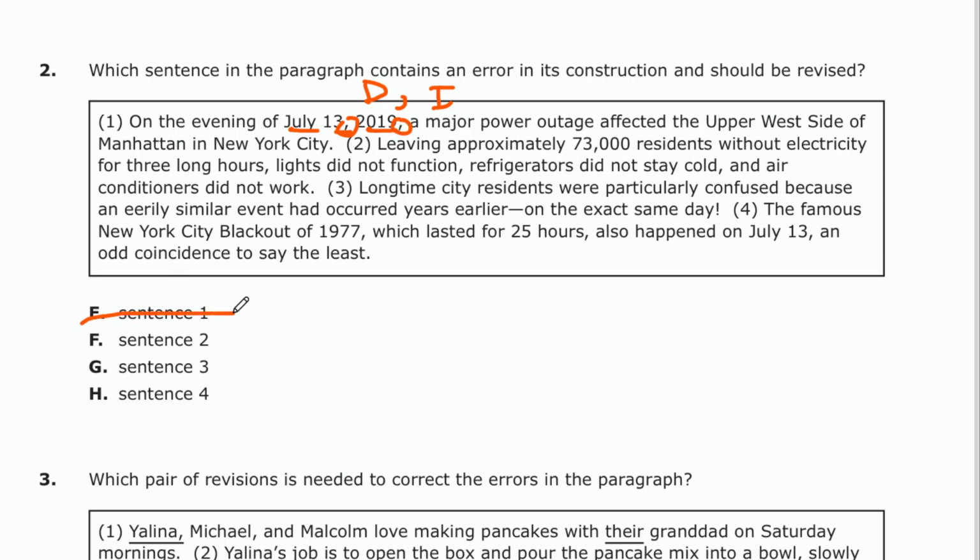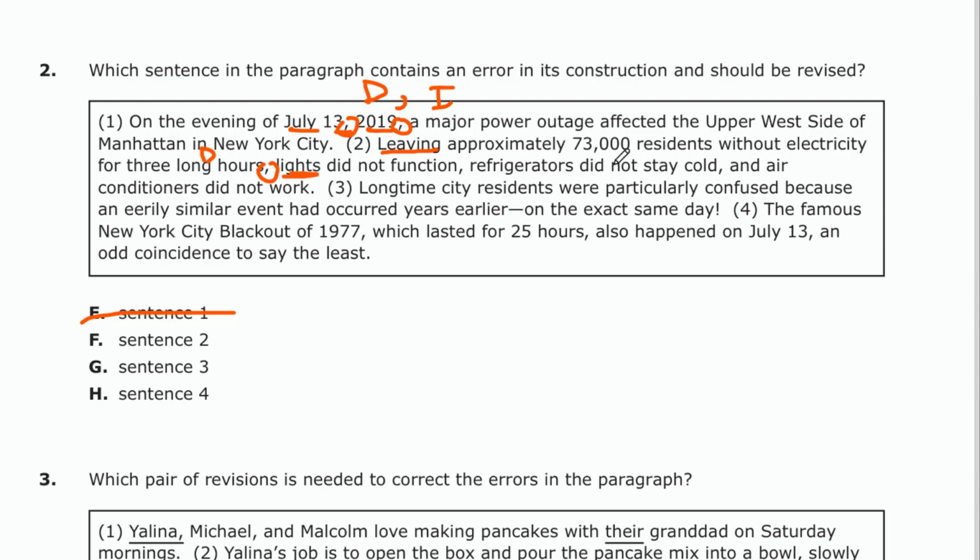Sentence 1 looks good. Number 2, leaving approximately 73,000 residents without electricity for 3 hours, lights did not function. Okay, so leaving is a participle, the present participle, making this a participle clause, which is a type of dependent clause up front, separated by commas. So that comma is okay. But we do have a problem here. Every dependent clause acts as a modifier. In this case, it's modifying the word lights.